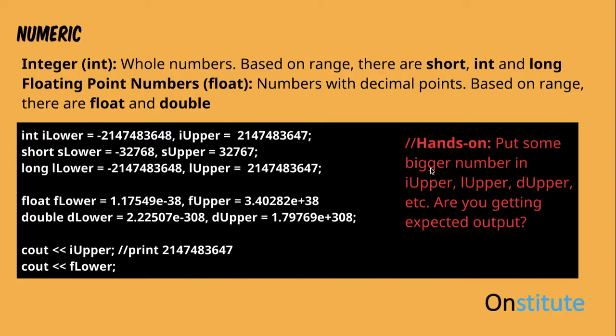So a very nice hands-on will be to just try to put some bigger numbers in the upper ranges of these integer or floating point numbers and check using the cout statement whether you are getting the expected output or not.